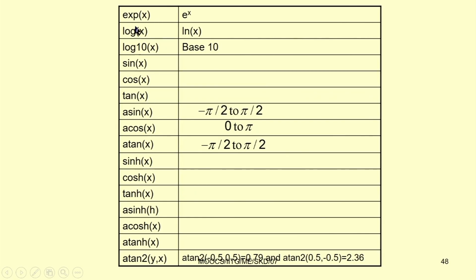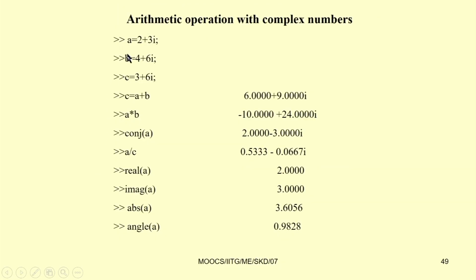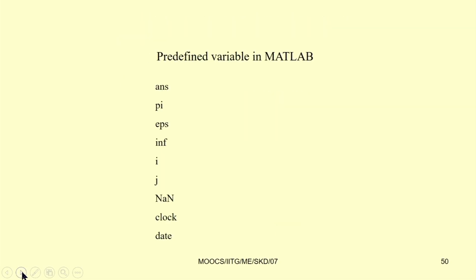These are some of the usually used commands in MATLAB code. These are the common arithmetic operations: a equal to a complex number, you can write 2 plus 3i, b equal to 4 plus 6i, c equal to 3 plus 6i. So you can write d equal to a plus b. You can do a plus b, a cross b, conjugate, a by c, real number. All these simple commands which are available in MATLAB you can use for this purpose. These are the predefined variables in MATLAB; you should not use these terms for your variables.